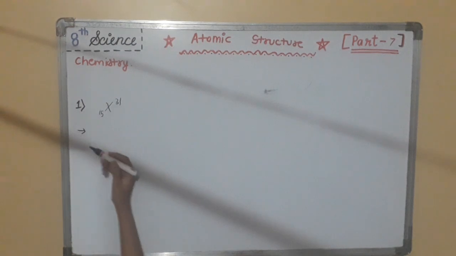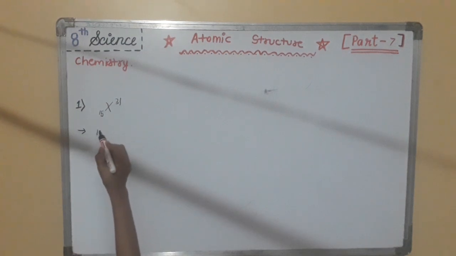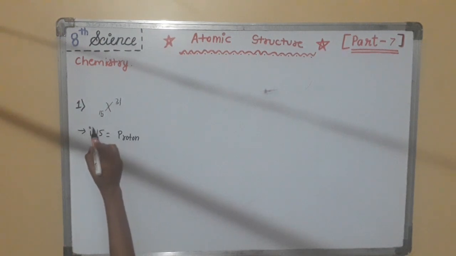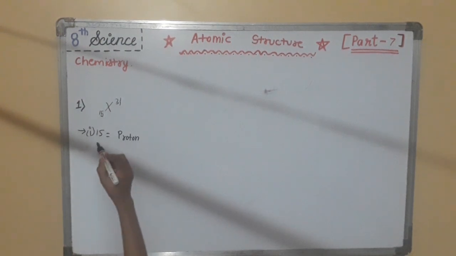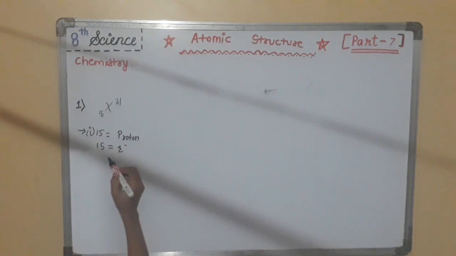As we know, this 15 is the atomic number. For an atom, the number of protons and electrons are equal. So 15 will be the protons, and again 15 will be the electrons. But neutrons we don't know.